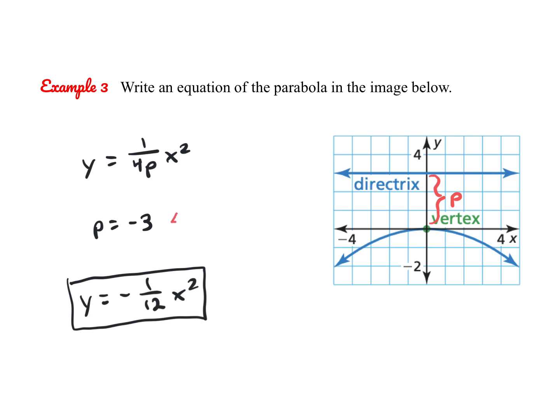And then just one other reminder, this p-value is negative because our parabola is facing down, or it's opening down. So anything opening down or to the left is considered to be a negative direction.